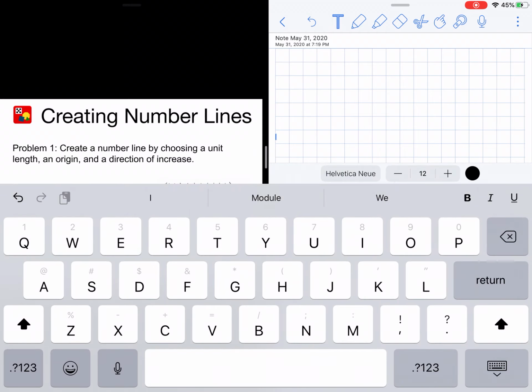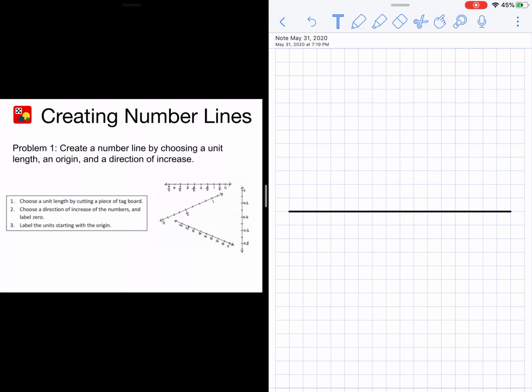Okay, so there is my unit length. I'm going to say that that is 3 inches. I didn't measure, but you are going to measure with your ruler and your straight edge. Okay, so we're going to label the origin. The point on your number line labeled as 0 is the origin.